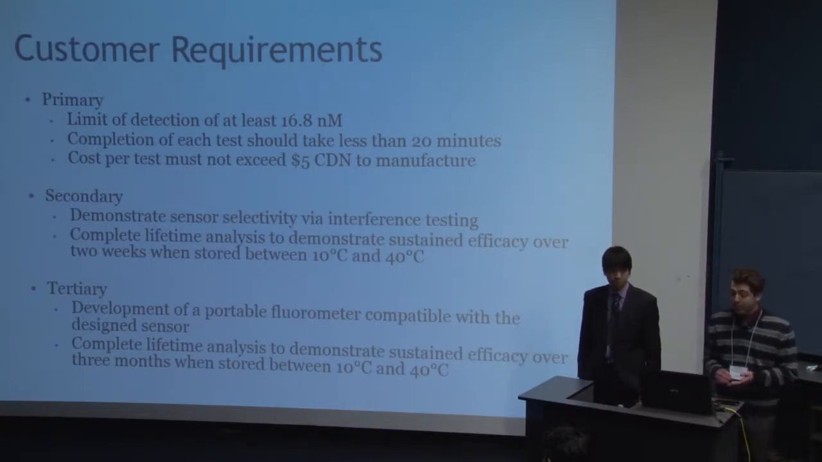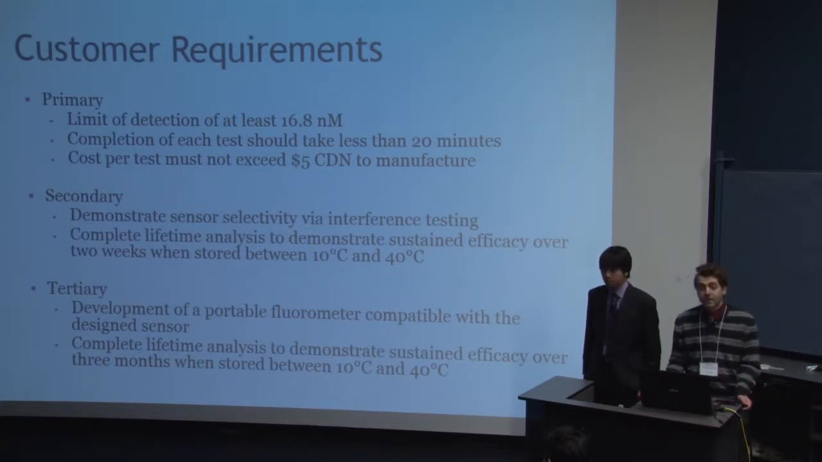Of secondary importance would be to demonstrate a sensor selectivity. This would be done by interference testing. Normally, this would be a primary requirement. However, due to logistical issues with the testing and use of whole blood samples with any antigen in it, there were some difficulties in doing this.